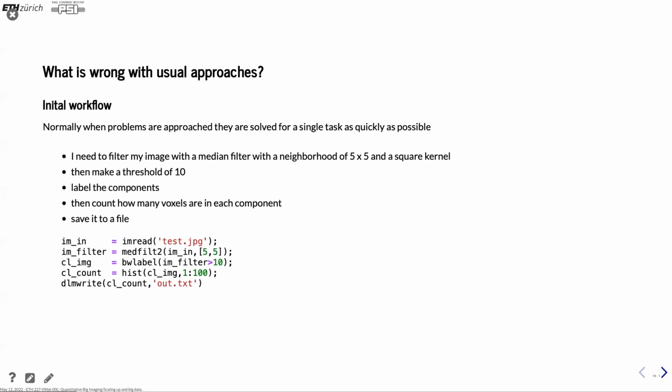So what is wrong with the usual approaches? We have an initial workflow. We want to filter, maybe with a median filter to get rid of some outliers or noise, on the slice, and a 5x5 kernel should apparently be enough. Then we want to apply a threshold of 10. You actually have the code down here. Then we want to label these components, and finally look at how many voxels are in each component of this data. And then we want to write the data out. So it looks like a quite straightforward little program to do.